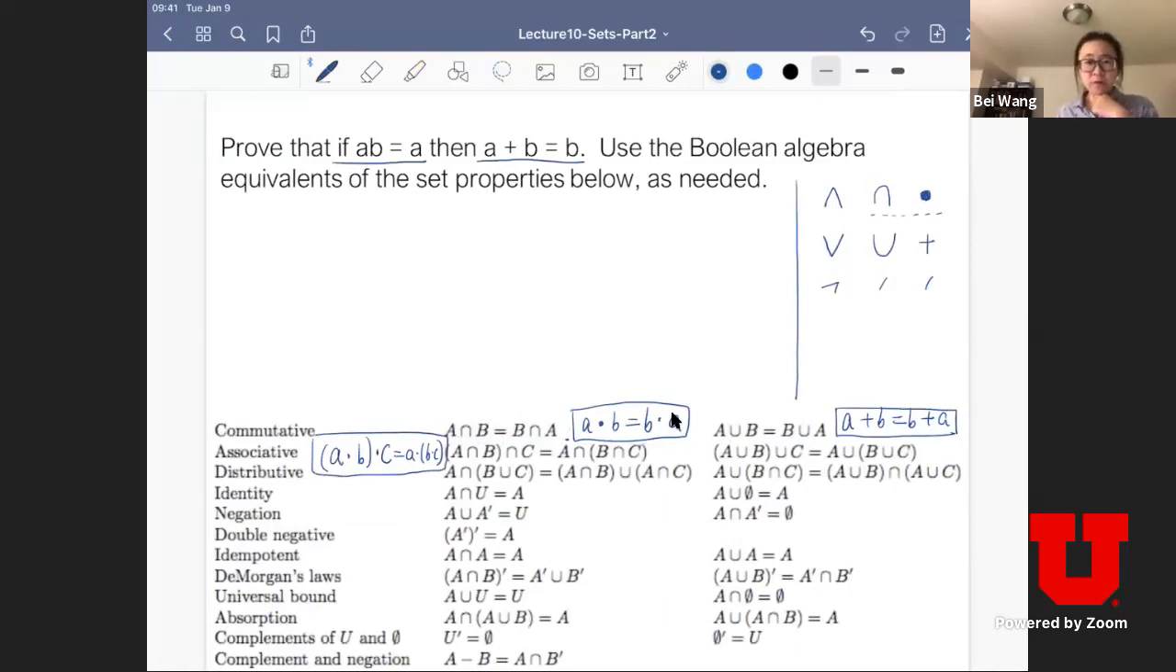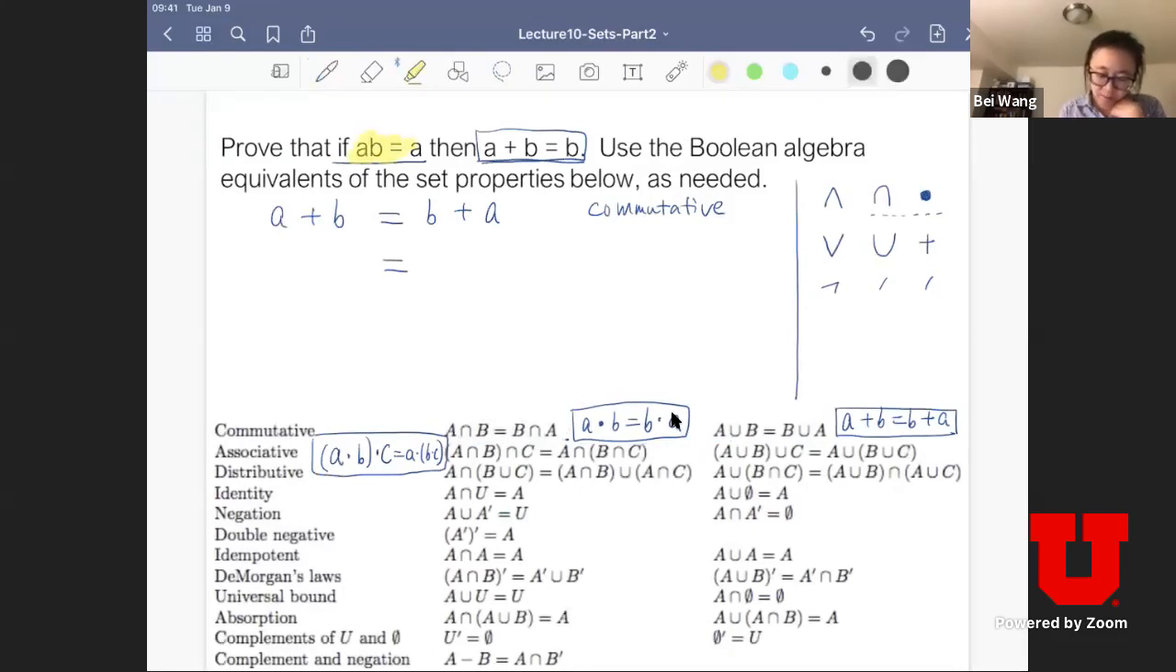As before with proofs of set operations or propositional logic, you can start from the left-hand side and then prove that it is equal to the right-hand side. So let's start from the left-hand side of the conclusion I want to arrive at. The left-hand side is A plus B. The first thing I can do is use the commutative rule, which switches the order of those two. And now the next thing, I can use substitution of the hypothesis, because there's a hypothesis that A times B is equal to A.